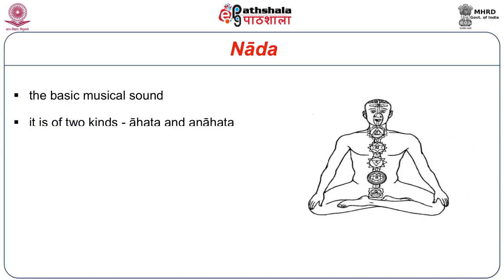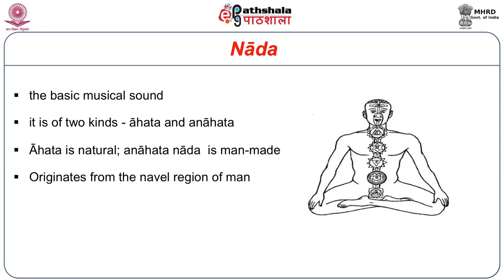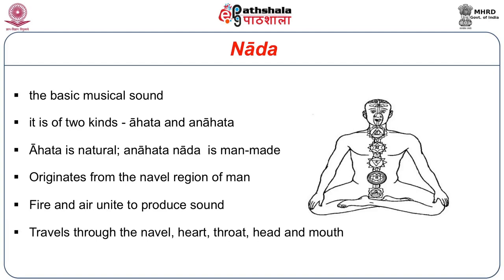And it is of two kinds. One is ahata and another is anahata. One is said to be natural. Ahata is said to be that which is created by human beings from their body or through instruments. The nada is said to originate from the navel region of man. When there is a desire to sing, and that desire initiates the mind, it stimulates the fire in the Brahma Granthi at the navel region, and it unites with the air to produce sound. This nada is said to travel from the navel through the heart, throat, and head, and finally comes out of the mouth as the musical sound.